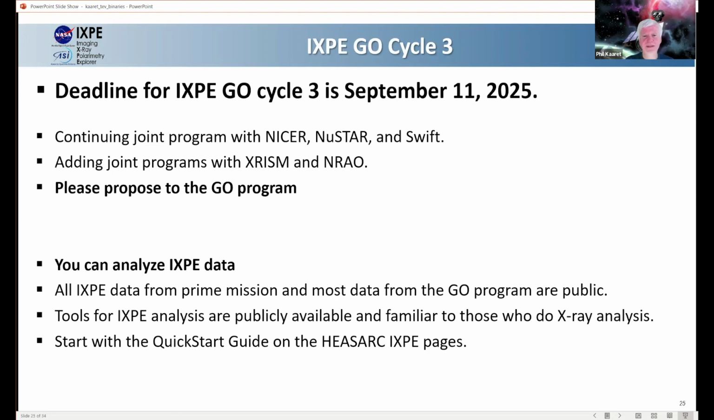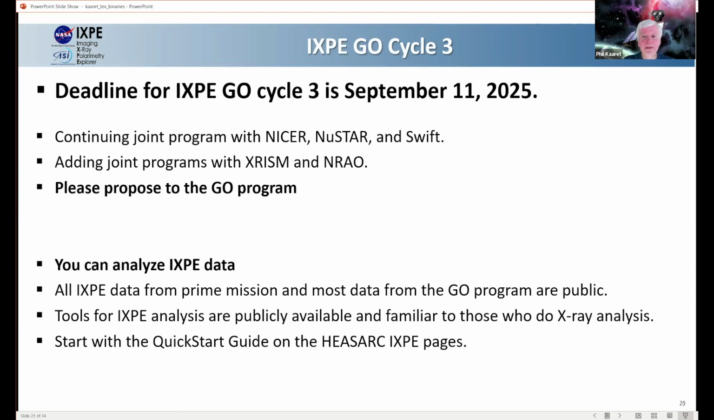All the tools for IXPE analysis are publicly available. And as I mentioned before, the tools are very familiar. It's all inside of the HEASOFT packages. So if you've ever analyzed data for NICER, NuSTAR, or SWIFT, you know everything you need to do. You just need to substitute a few specific IXPE tools, and then most of the analysis itself is done in the XSPEC package. XSPEC was extended in order to handle polarimetric information. From the user point of view, it's almost the same. You just have a couple more spectra for the Stokes Q and U parameters. And then we have a quick start guide on the HEASOFT IXPE pages in order to get people started.